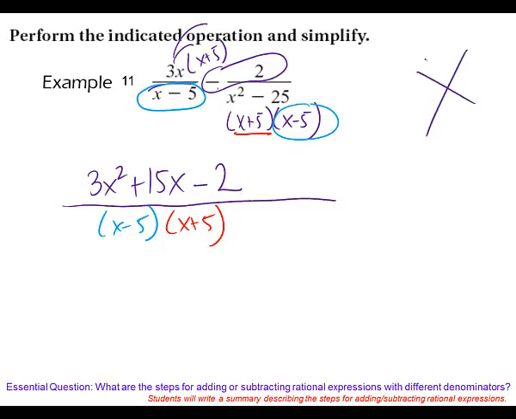Magic X. So two numbers that multiply to -6 and add to 15. Does anything work? We have choices of 6 and 1 and 2 and 3. Is anything going to work to add to 15? No. So we're done. It didn't factor in the numerator.